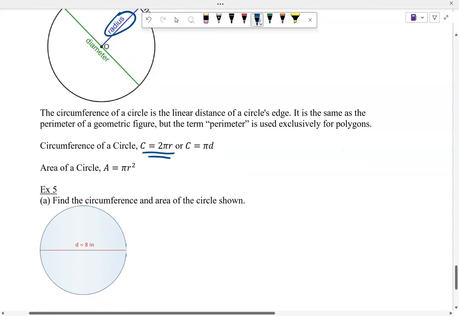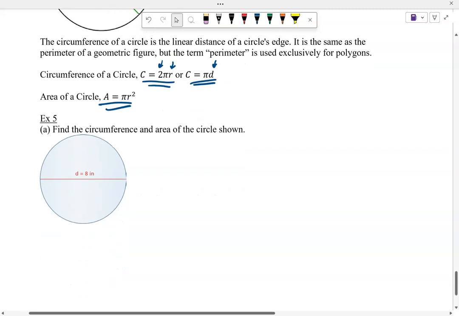So we got some formulas. The circumference is 2 times pi times r, and since I know 2 times the radius is the diameter, you could also use the circumference as just pi times diameter, right? Since 2r is the diameter, and then the area of the circle is given by pi r squared.